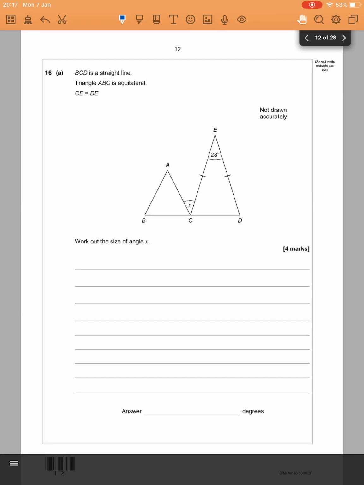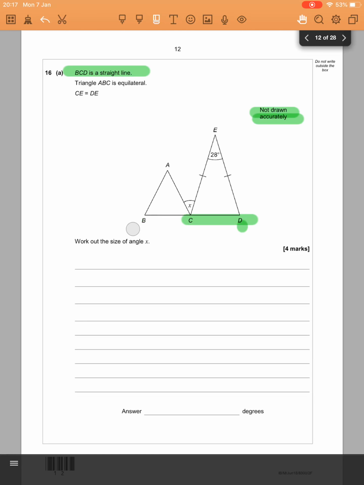Question 16. BCD is a straight line. So we're told that this is a straight line. It looks like it, and it is. Although you can't take things for granted unless you're told them, because this is not drawn accurately. So just because something looks a certain way doesn't mean it is unless they tell you that it is, like they've done here. BCD is a straight line.